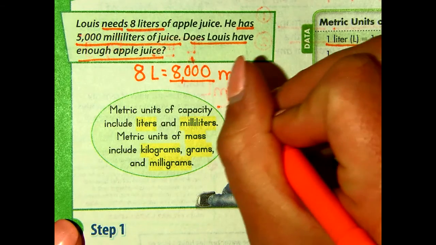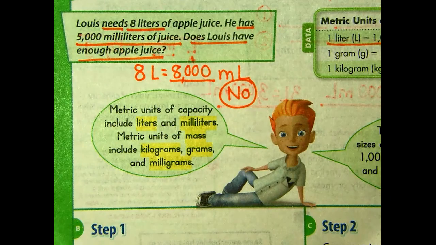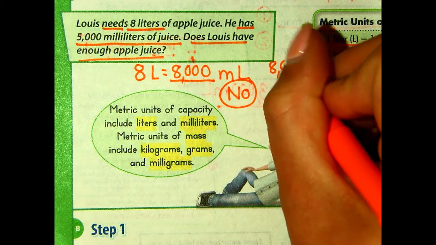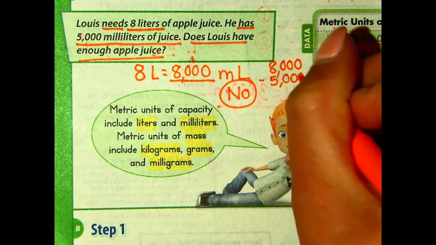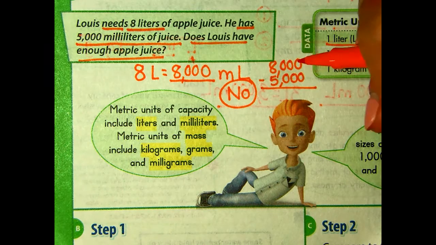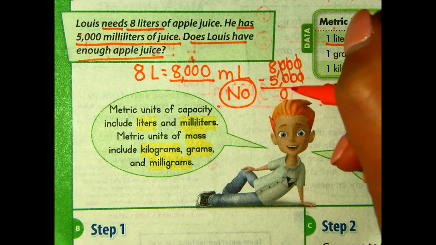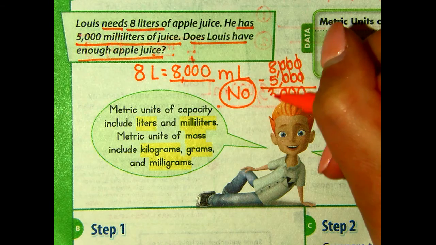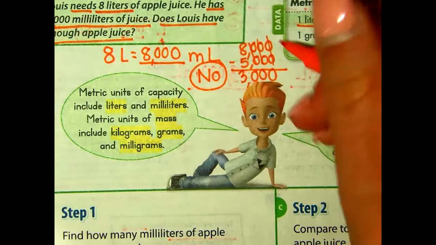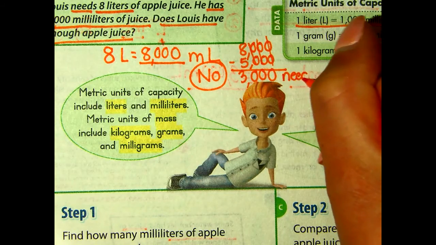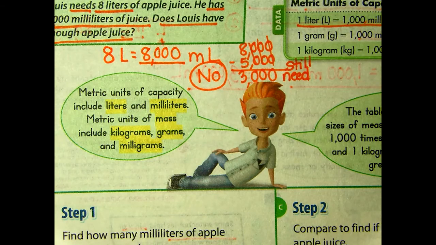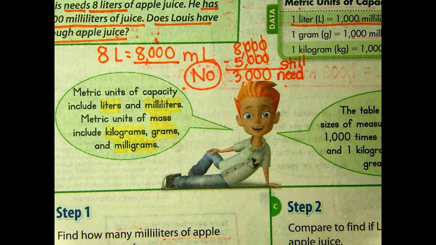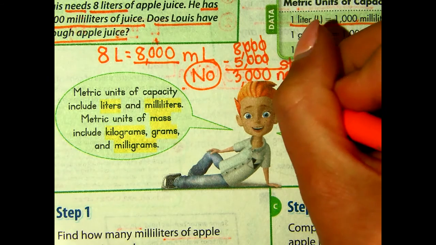And if we wanted to take that one step further, how many more does he need? We could take 8,000 that he needs, subtract the 5,000 that he has, and I bet you've already done that in your head, right? These all cancel out, and 8 minus 5 is 3. So he needs still 3,000 what? Liters or milliliters? Yeah, milliliters.